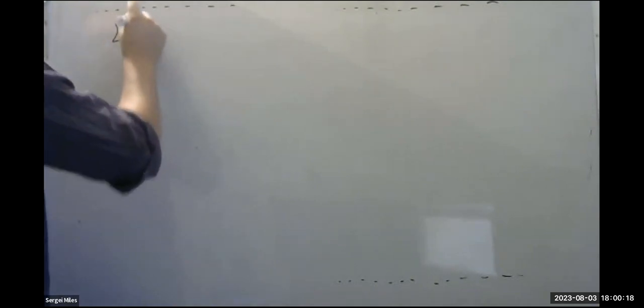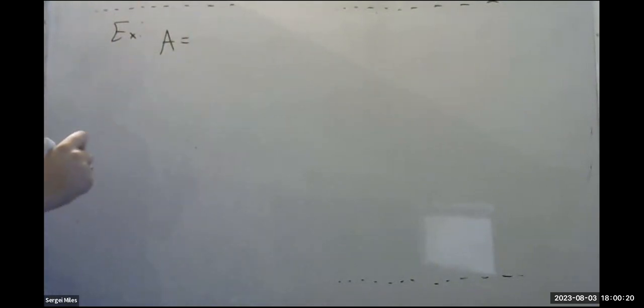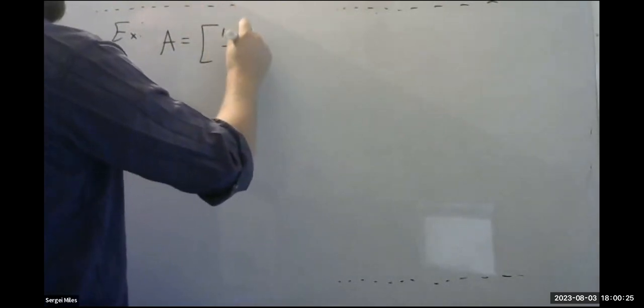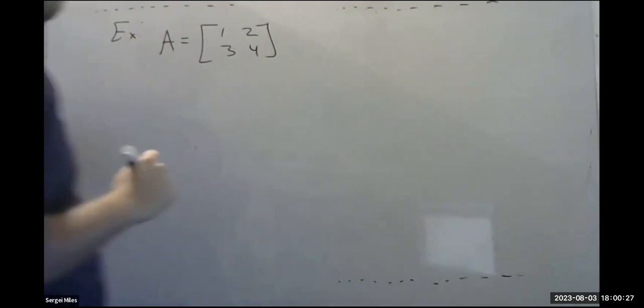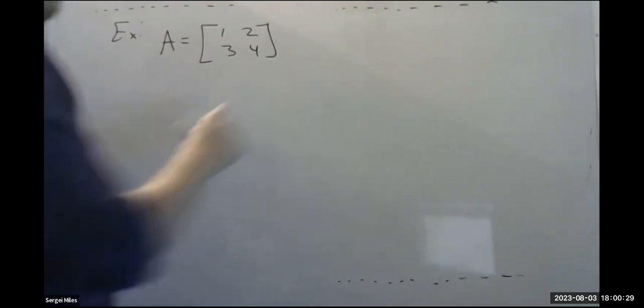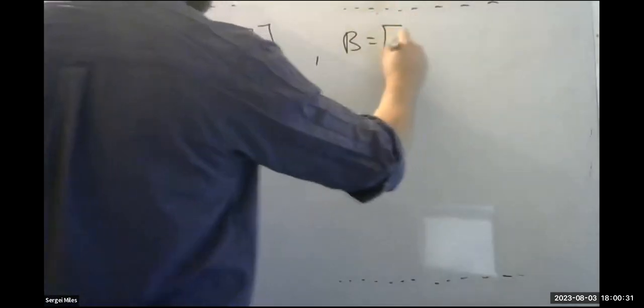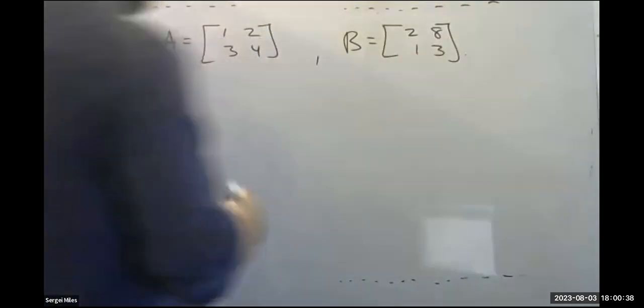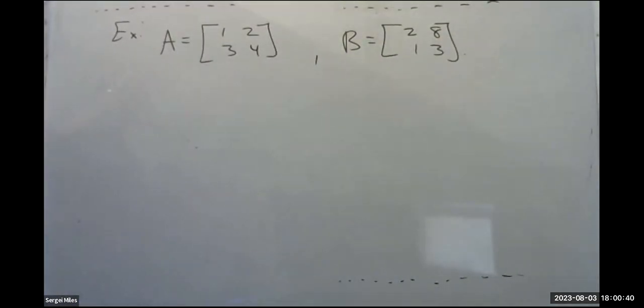All right. So here's an example. Let A equal the matrix 1, 2, 3, 4. Going to keep it simple. And let's say B is the matrix 2, 8, 1, 3. Now my claim is that A is similar to B.